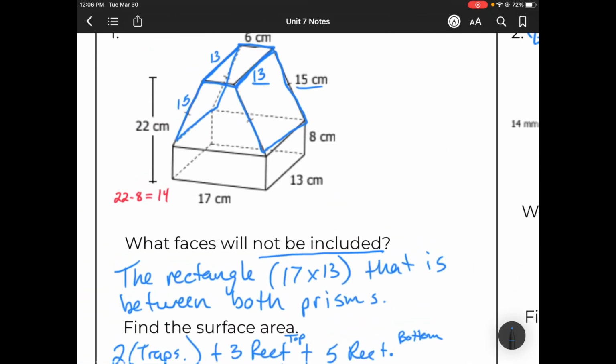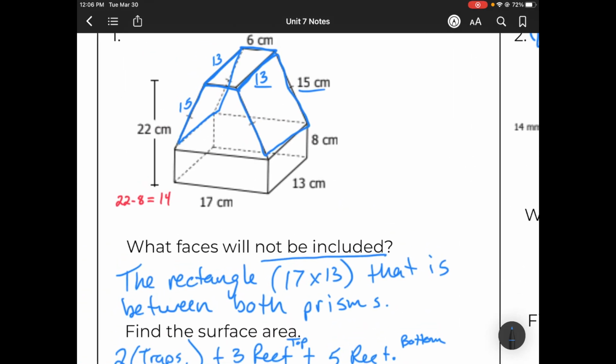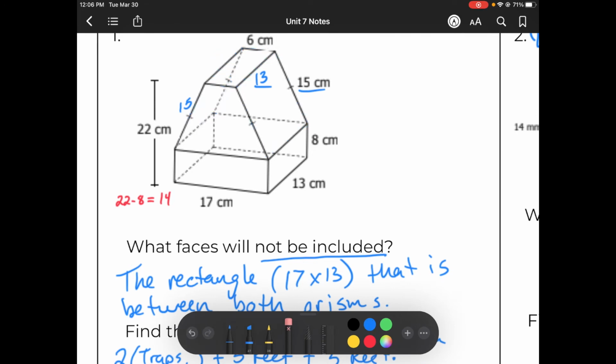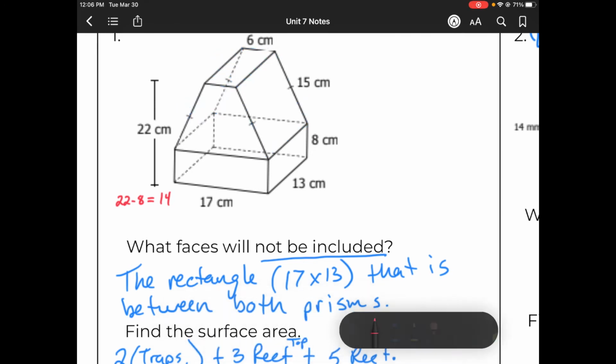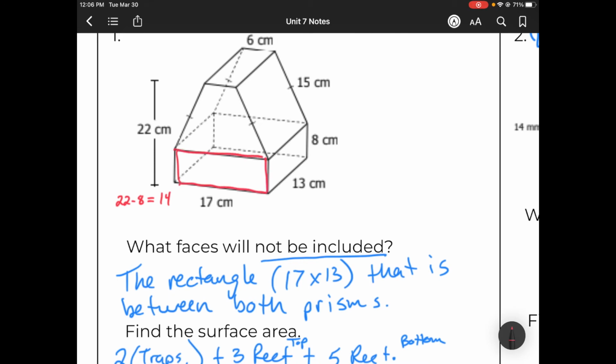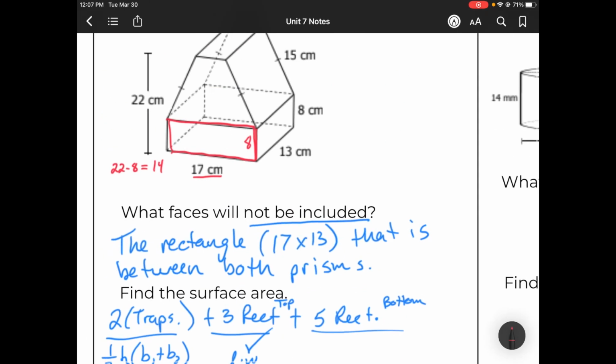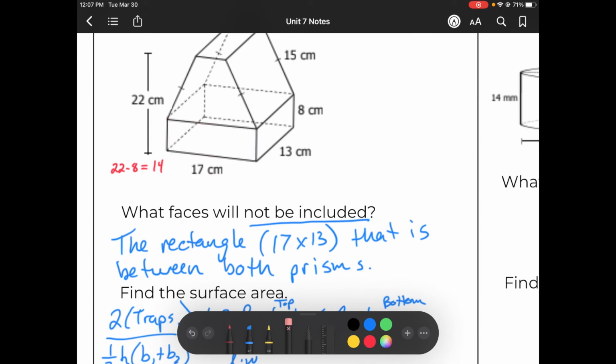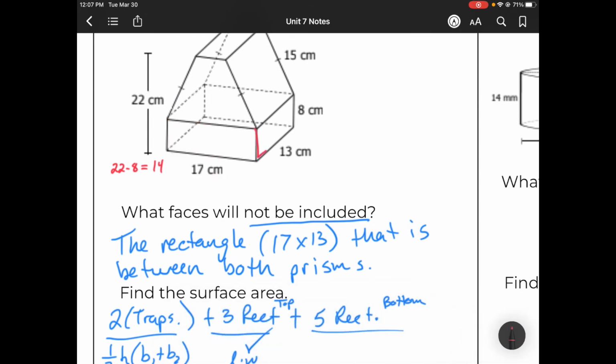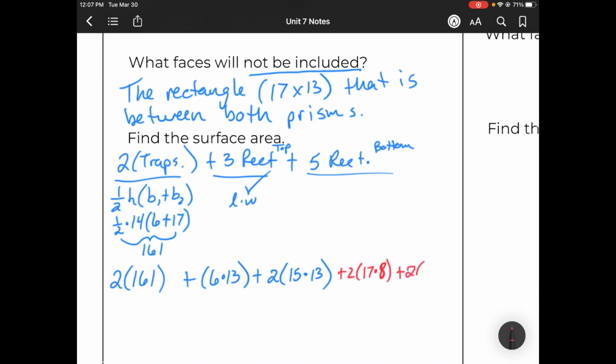Then I've got these 5 separate rectangles on the bottom, but I do have some that pair up. The front and back are congruent rectangles. They're each 17 by 8. So I've got 2 of those. So I've got plus 2 rectangles that are 17 by 8. That's the front and back. The left and right rectangles, another two, are identical to each other. They're each 13 by 8, or 8 by 13s. So there's two of those.